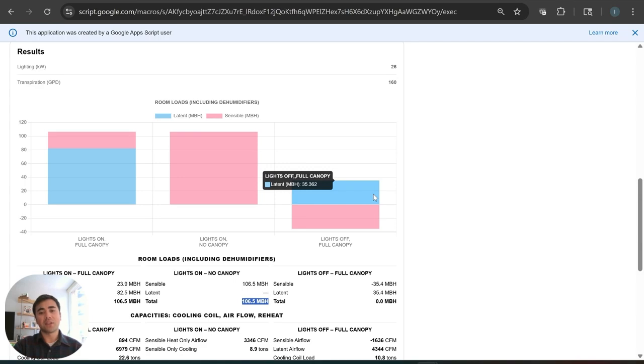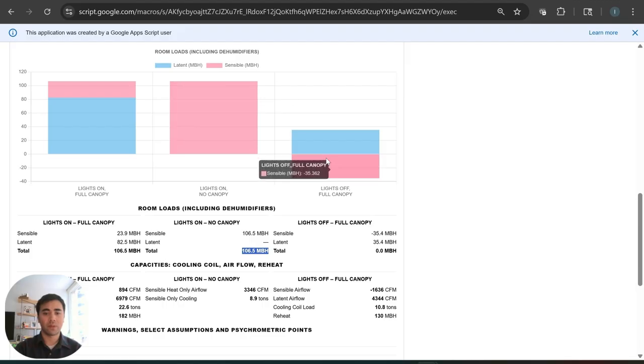Then the lights off condition has a positive latent load and a negative sensible load. This is because as water is transpired into the air, it also causes evaporative cooling that is equal and opposite to the latent load produced. The lights off condition does not consider any heat loads to the room other than from the dehumidifiers, if those are included, because I'm not worried about the heat loads in the lights off condition driving cooling system size. The cooling system size is going to be driven by lights on conditions.